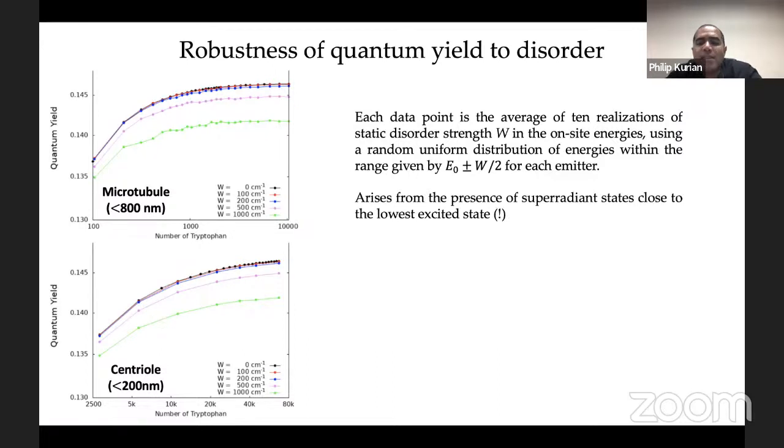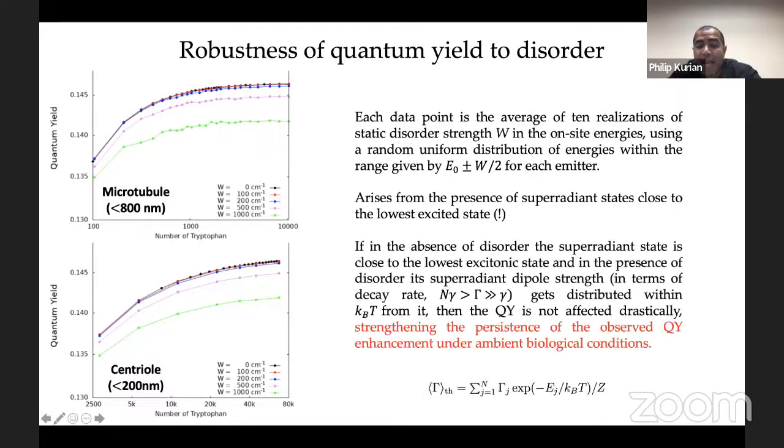So this arises from the presence of superradiant states that are close to the lowest excited state, remembering that in this Boltzmann distribution, those that are close to the ground state or the lowest excited state are weighted more strongly than those at high energy. So of course, the fact that we have biology is selecting for these states that are close to the lowest excited state, this enhances the quantum yield. Now, why might that be relevant?